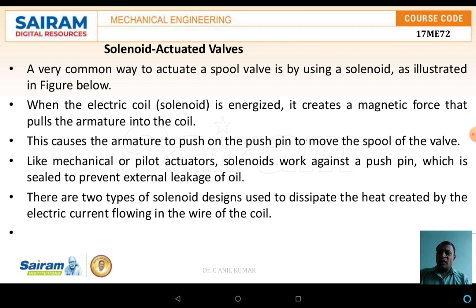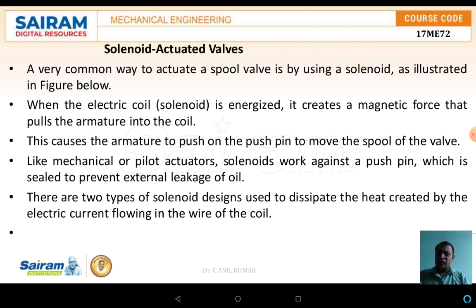The very common way of actuating spool valves is by means of solenoids, where the electrical coil is energized. It creates a magnetic force that pushes the armature. This causes the armature to push on the pin to move the spool of the valve. Like the mechanical or pilot actuators, the solenoid valve works against the push pin, which has a seal to prevent external leakage of the oil.